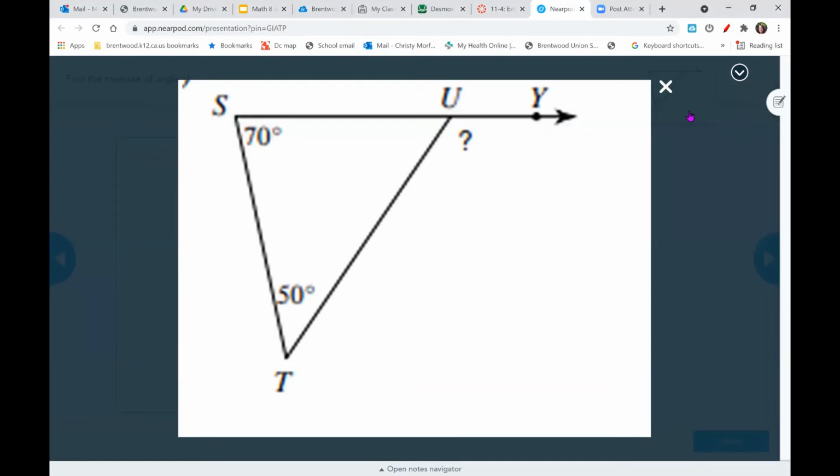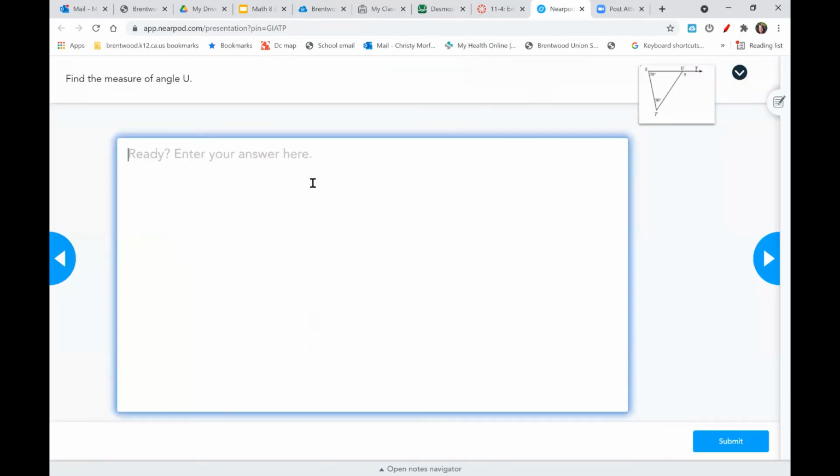Here's the second of the three that we're going to do. Notice that this time we're missing an exterior angle and they're giving you the two remote interior angles. Well, we just used those numbers in the last problem. You should know that 70 and 50 make 120 when we add them. So this time your work should be 70 plus 50 and then enter and your answer should be 120 and then hit submit so that it records.